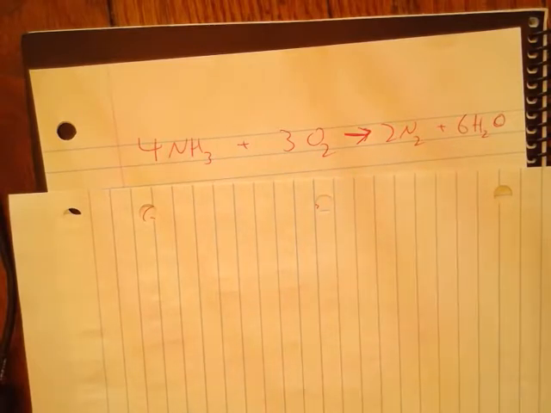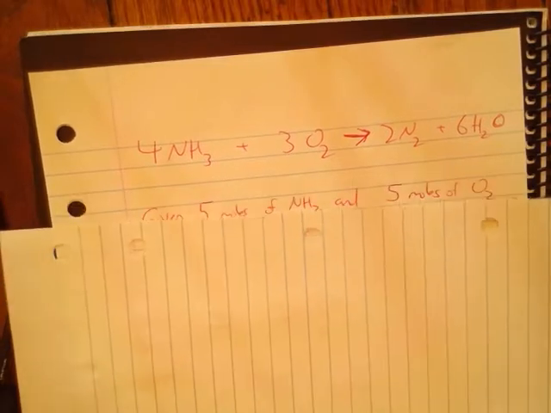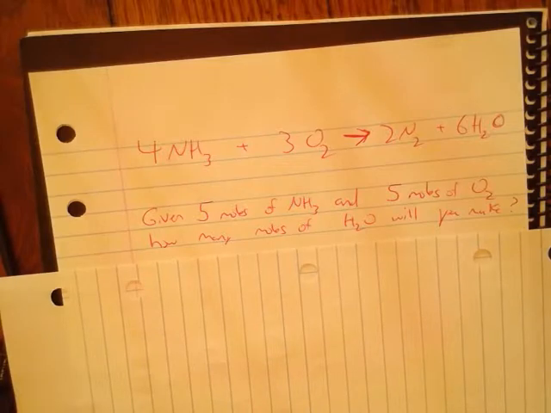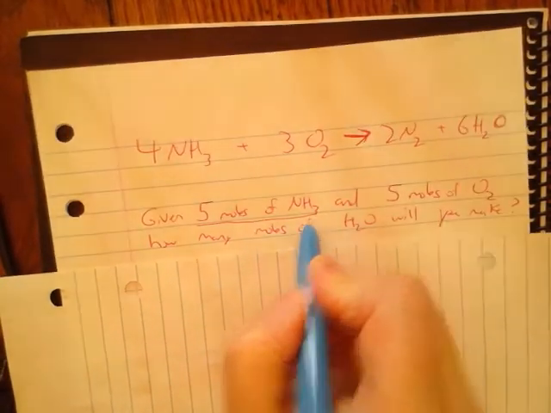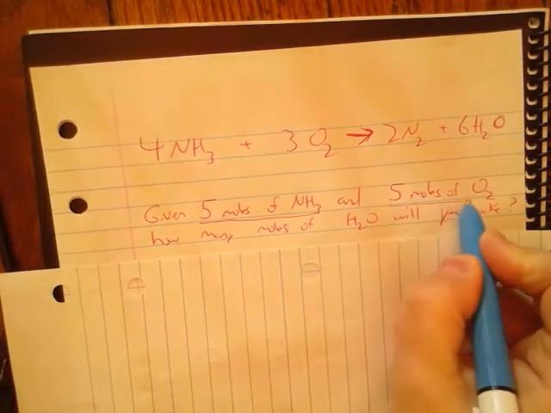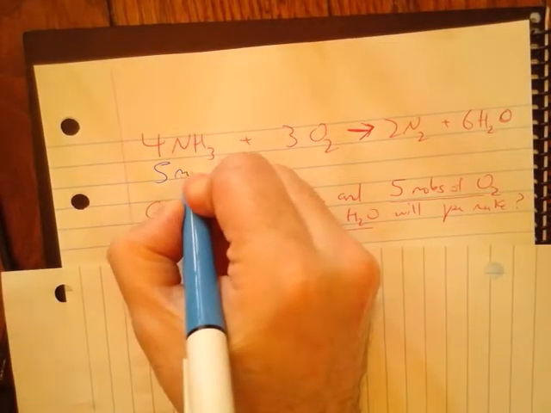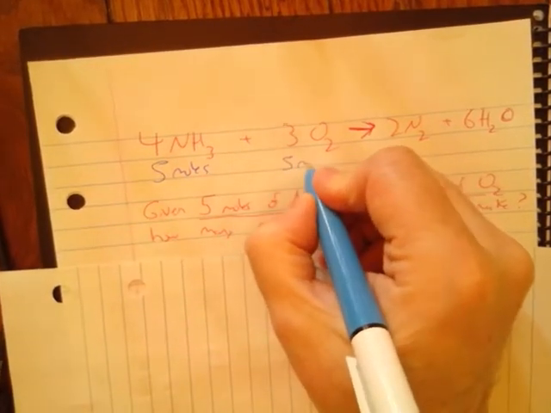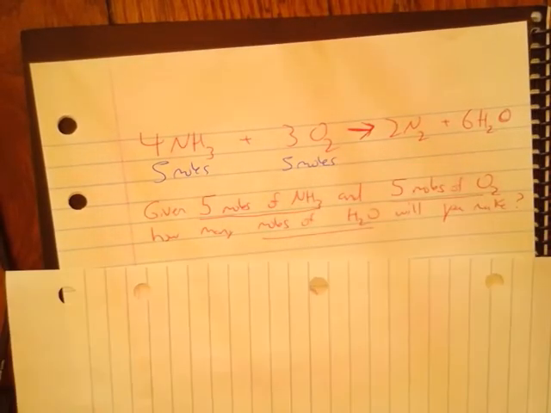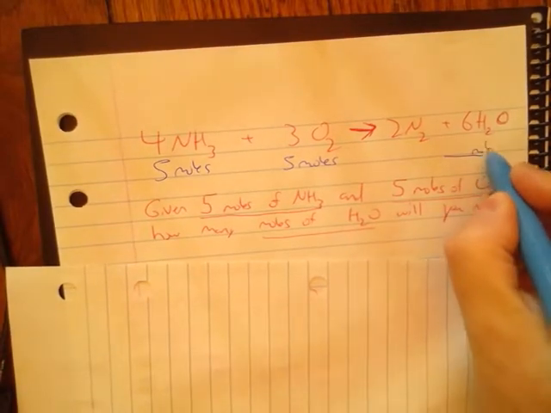But what happens if I don't have exactly what I need? Let me give you a situation where I have this. I have 5 moles of NH3 and I have 5 moles of oxygen, and my question is, how many moles of water will I make? And to keep it simple, I'm only going to do a mole to mole problem. We won't do any mass to mole or mass to mass. We'll keep it simple. So once again, I have 5 moles of ammonia and I have 5 moles of oxygen, and I need to figure out how many moles of water I'm going to make.